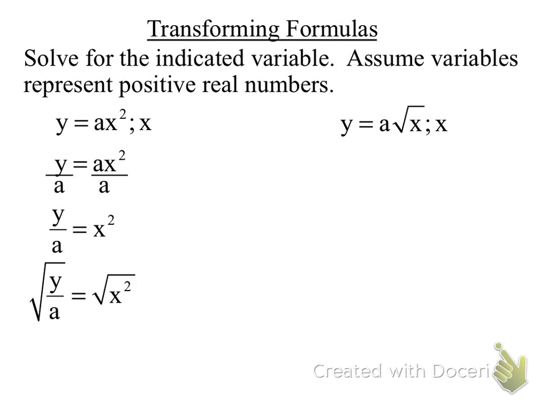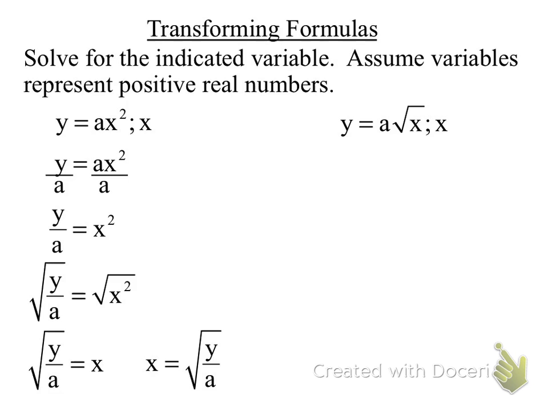Now, notice it says assume all variables are non-negative. In this case, we don't have to rationalize any of that. There's no rationalizing. I'm not sure why they don't want us rationalizing, but when we transform formulas, just get your x alone, and like it says, don't worry about the negatives. Does that make sense?